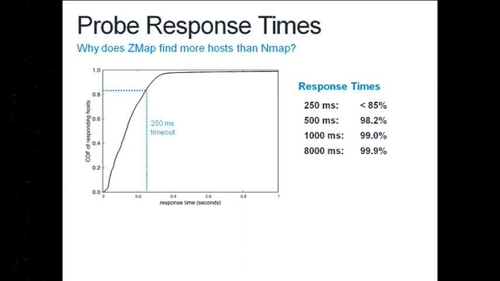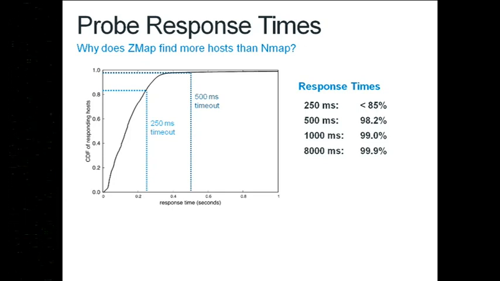with a huge number of hosts, and we can plot this as a cumulative fraction. What we find is that if you just wait 250 milliseconds for an ACK to come back, you're only going to see about 85% of responsive hosts. If you wait 500 milliseconds, you're going to see about 98%. And it takes a little more than 8 seconds before things level out and you see the last responses trickling in.